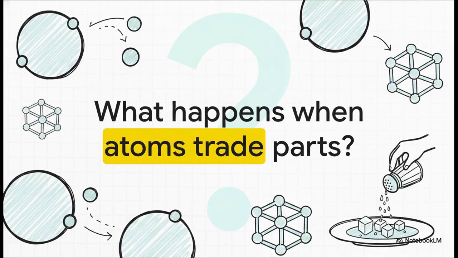So, let's start with a really fascinating question. What actually happens when atoms start trading tiny parts of themselves? Like, how does this microscopic trading floor create the very real, everyday items we rely on? You know, like the salt you literally just sprinkled on your dinner. Well, we're going to break down that exact process today, step by step.